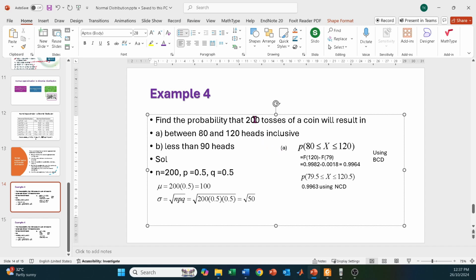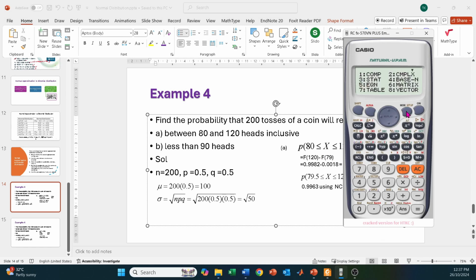First we can find this using the binomial distribution, the probability of x from 80 up to 120 inclusively. Then we can use the binomial cumulative distribution in your calculator, which is F120 minus F79. Because the calculator gives the area less than or equal, we take the probability of x up to 120, and because 80 is inclusive, we subtract F79.